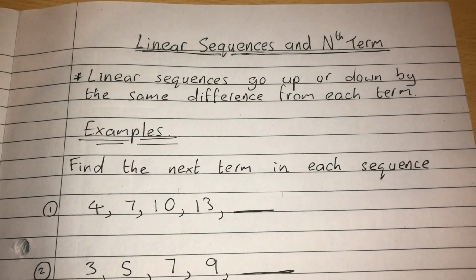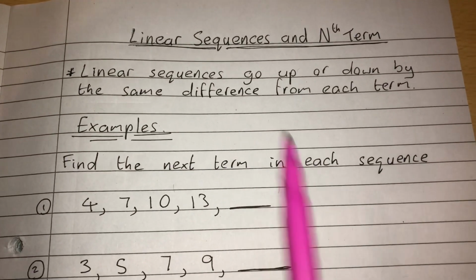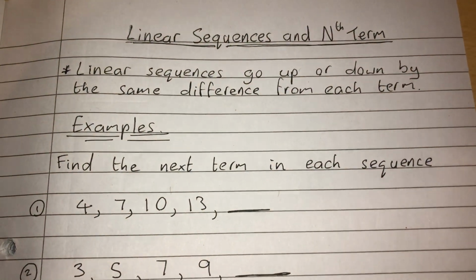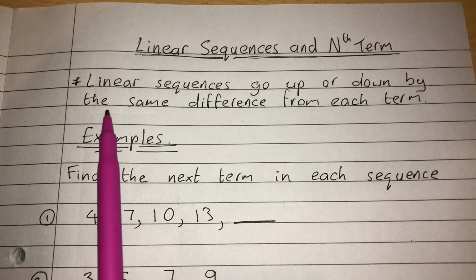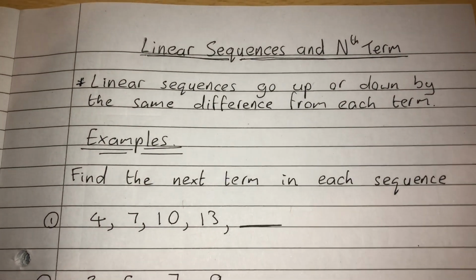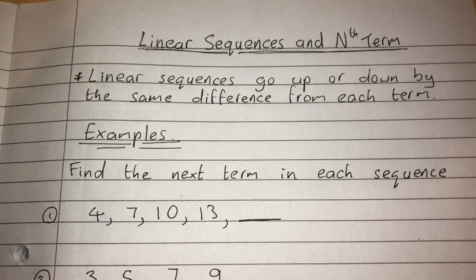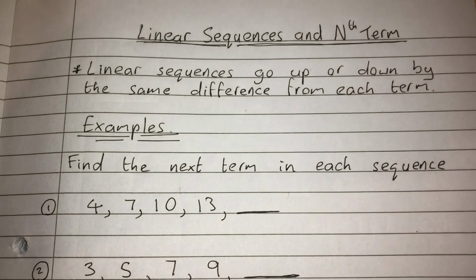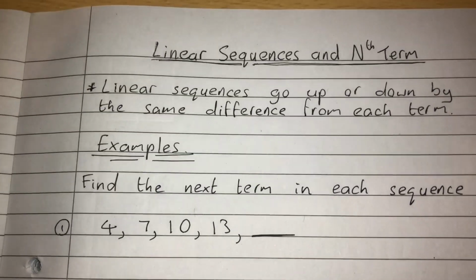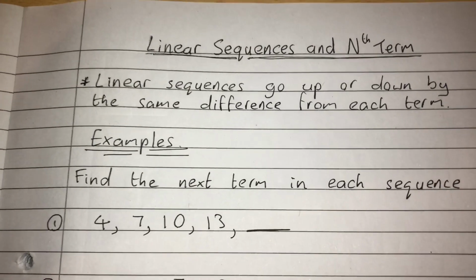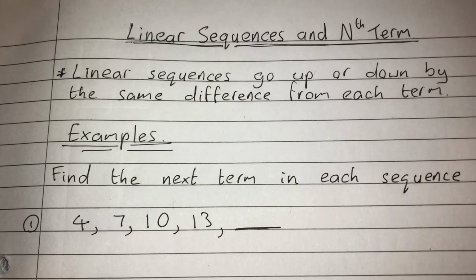Okay, so in today's lesson we're going to look at linear sequences and how we find the nth term of a linear sequence. Just to start off by explaining what exactly a linear sequence is. A linear sequence is a set of numbers that go up or down by the same difference each time. Basically it's a pattern with a starting point, and the numbers will either increase or decrease by the same amount each time.